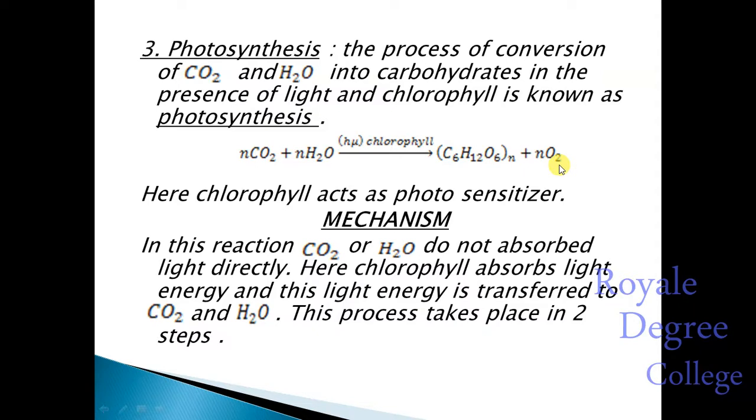Here chlorophyll acts as photosensitizer. We'll see the mechanism now. In this reaction, carbon dioxide or water do not absorb light directly. Here chlorophyll absorbs the light energy, and this light energy is transferred to carbon dioxide and water. This process takes place in 2 steps.